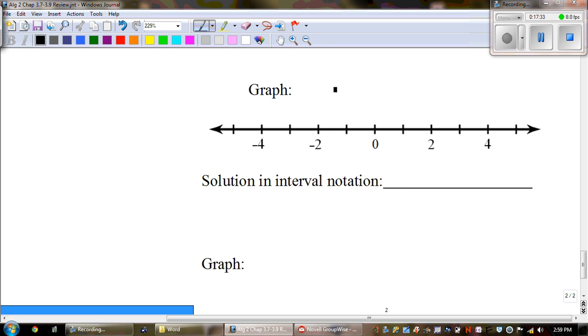So when we come over to graph this, this is 1 less than or equal to x, which is less than or equal to 4. So I'm closed at 1, I'm closed at 4, and with this type of graph, we shade the middle. Putting it in interval notation, I am closed at 1, and I am closed at 4, and only the middle is shaded.